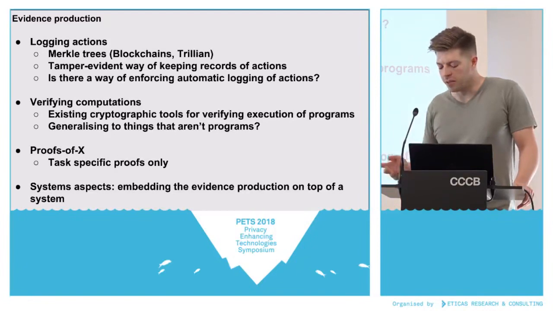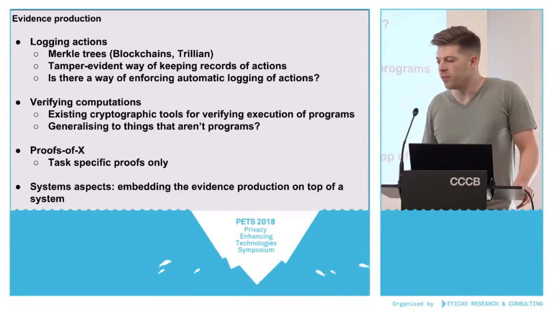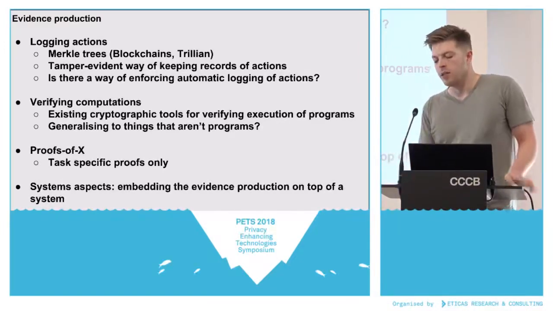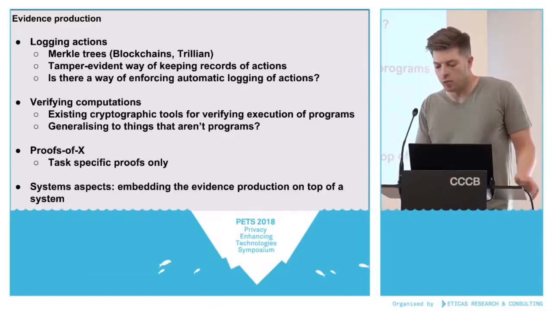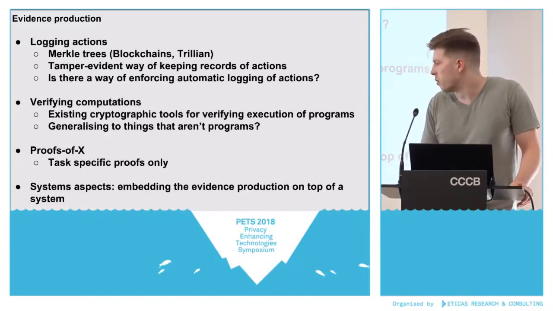Proof of X is kind of similar, and I'm not talking about just things like proof of work. I'm saying proof of retrievability, proofs of space. They're all pretty useful, but they're all pretty task specific, and without going even into things like efficiency, they're not very general. So what are the best ways of actually putting an evidence production system on top of your existing system that is fairly general and fits your system? That's a pretty non-trivial thing.